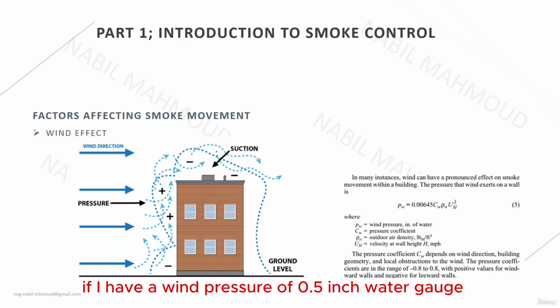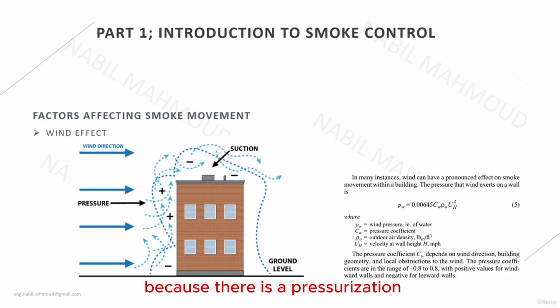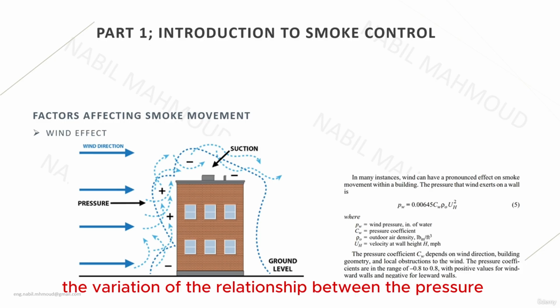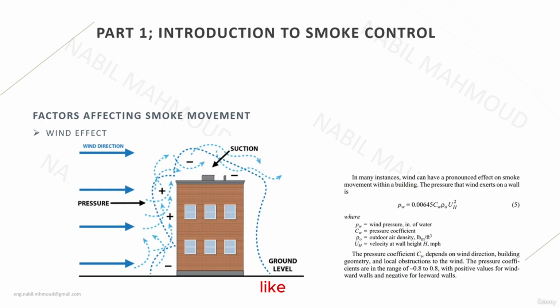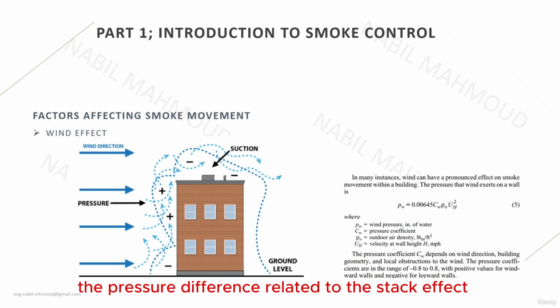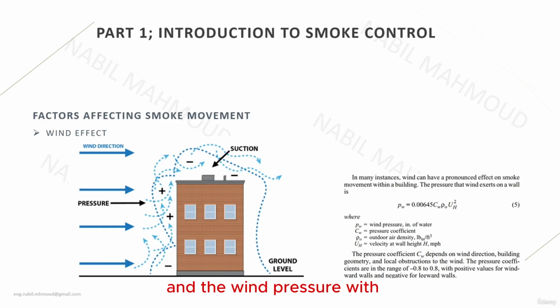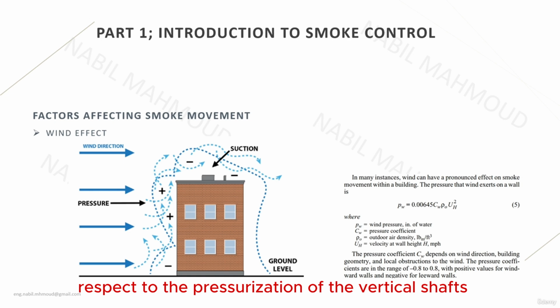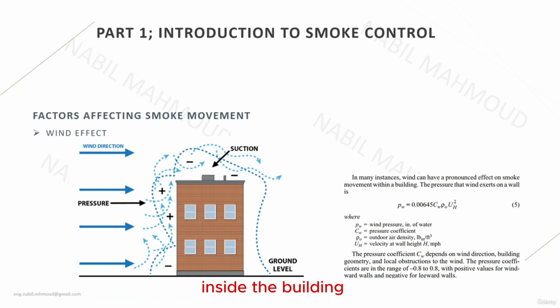For example, if I have a wind pressure of 0.5 inch water gauge, while I am maintaining 0.1 inside the staircase, this means that the staircase is no longer positive, because there is a pressurization exerted into the staircase from the outside air. That's why it's important to study the relationship between the pressure difference outside the building, like the pressure difference related to the stack effect and the wind pressure, with respect to the pressurization of the vertical shafts inside the building.